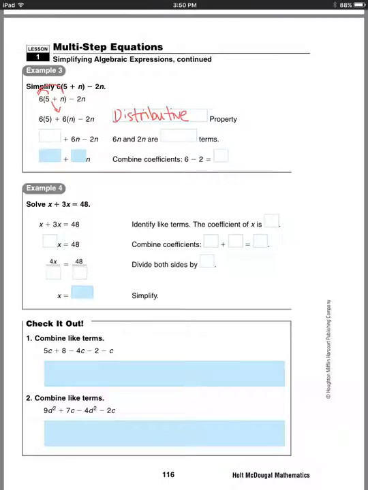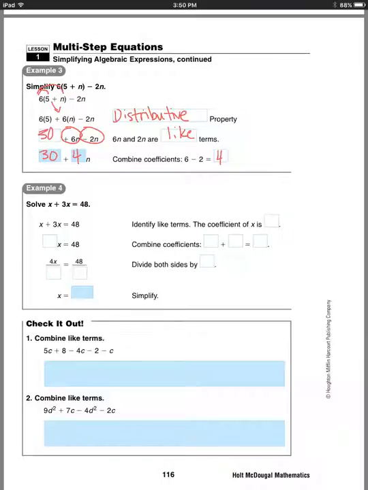Okay? Now, we need to combine like terms. But let's first do 6 times 5 and get 30. I was a little ahead of my time. So 6n and negative 2n are like terms because the coefficient's different, but the variable is the same and the exponent is the same. So we're going to combine the coefficients of 6 and 2 and get 4 because we're subtracting. Okay? And we have 30 plus 4n.